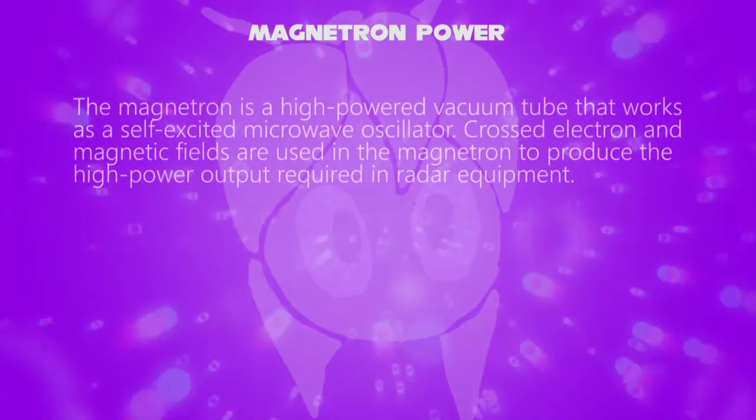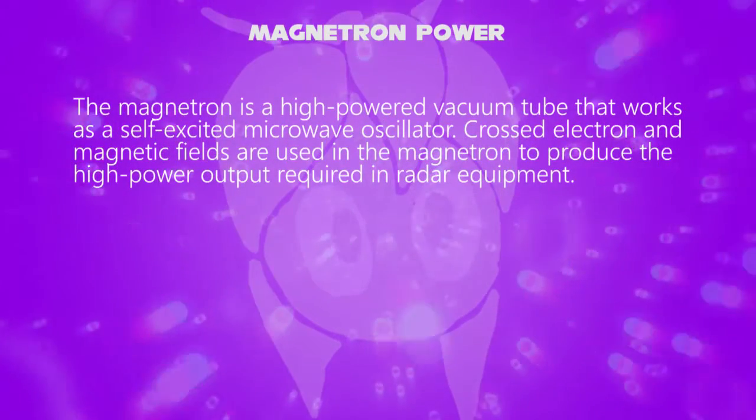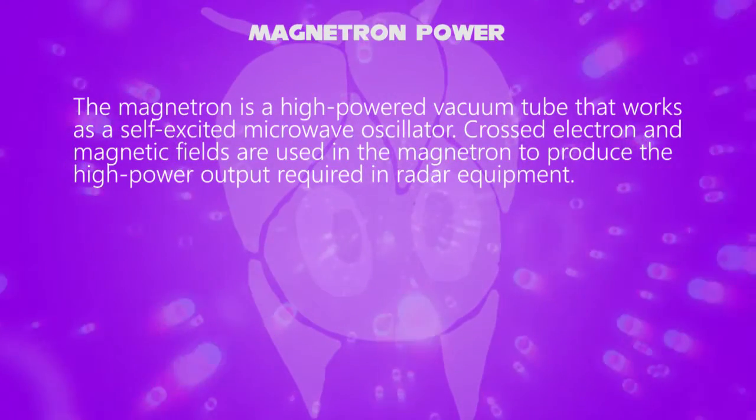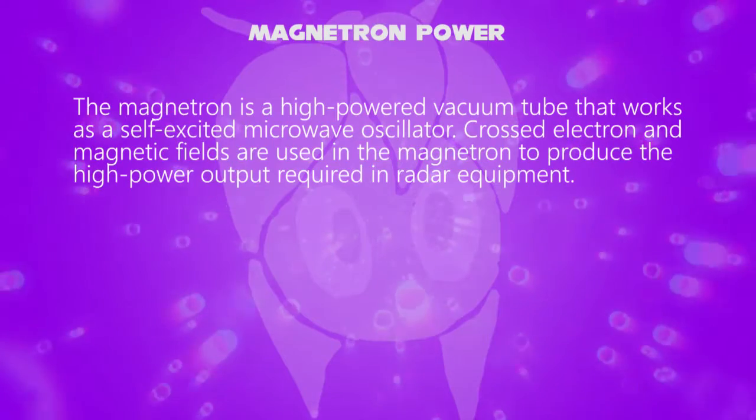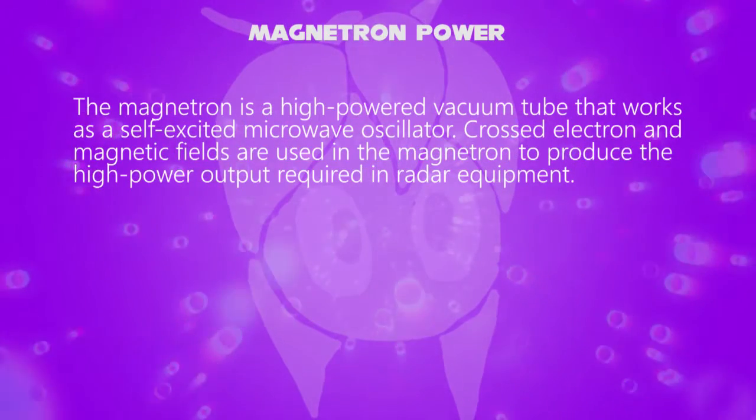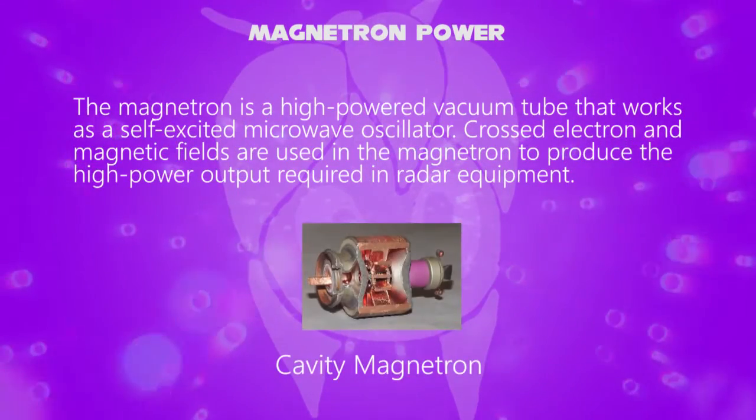The Magnetron is a high-powered vacuum tube that works as a self-excited microwave oscillator. Crossed electron and magnetic fields are used in the magnetron to produce the high power output required in radar equipment. This small metallic cap is called its cavity.